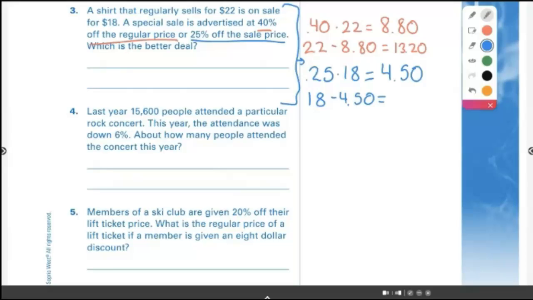All right, so 18 minus my discount of 4.50 gives me 13.50. So it's either this price or this price. Which one is the better deal? Is it the first one? Yeah, the first one. The 40% off is better, only by 30 cents, but it's still better. All of this needs to be on your paper.